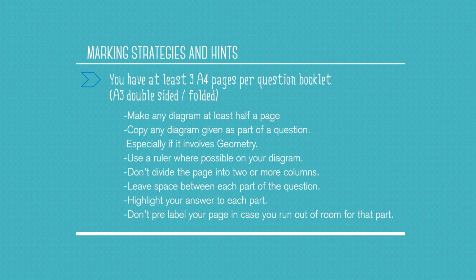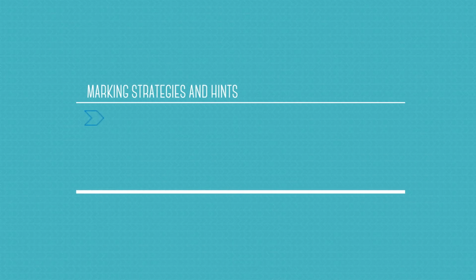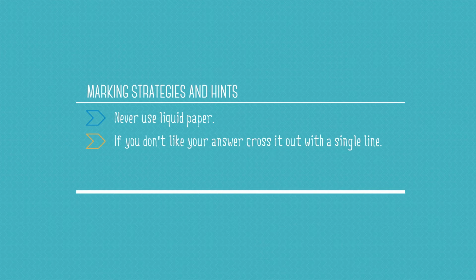And don't pre-label your page. I've seen students who do question 11 and go A, B, C, D, E, F, G, and then all of a sudden realise, oh, hang on, I need more space here, so they've got to cross them out and change them. So don't pre-label your page. Don't use liquid paper. Liquid paper, hopefully your teachers have already told you, it's a no, don't do it at all. And if you don't like your answer, cross it out with a single line.